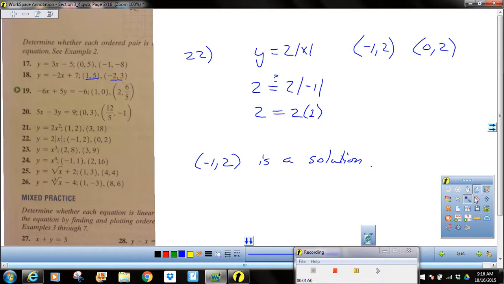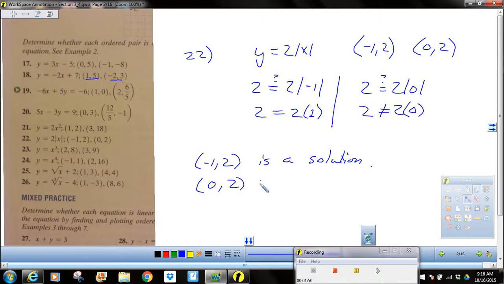And I'm going to do the same thing with 0 and 2. Two is equal to 2 times the absolute value of 0. Put a question mark on that. The absolute value of 0 is 0. So I have 2 times 0 over here, and that is not equal to 2. That would be equal to 0. So 0, 2 is not a solution.